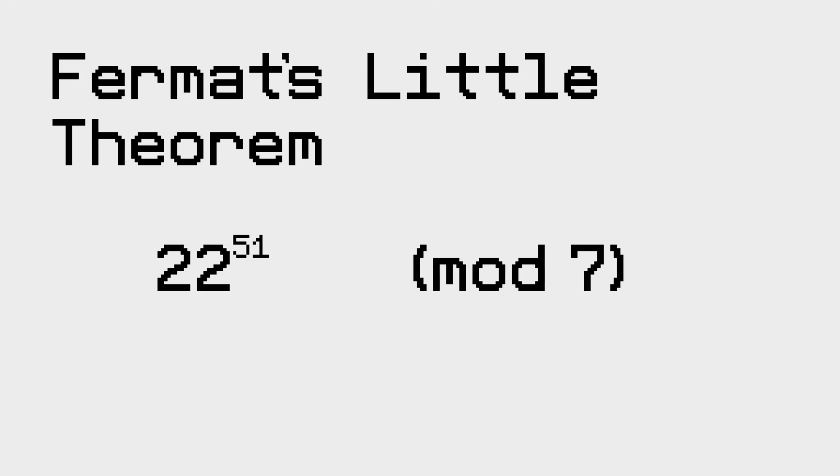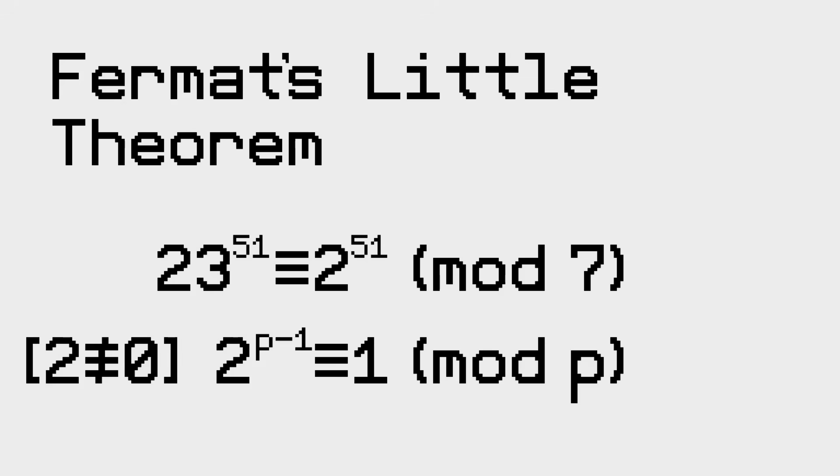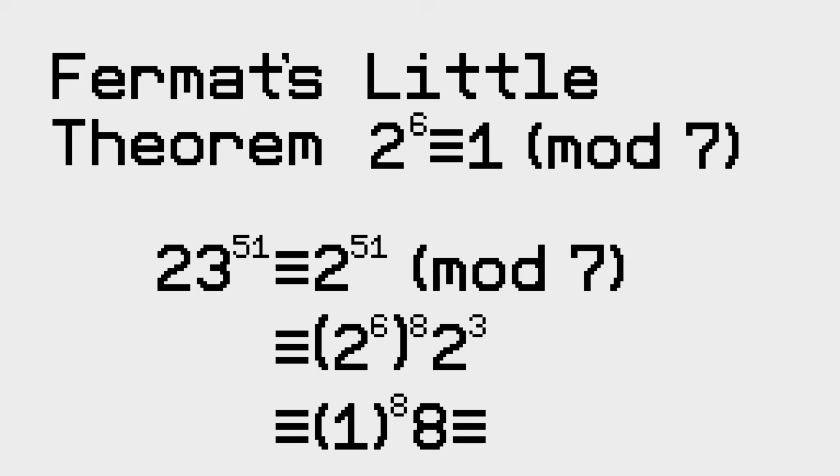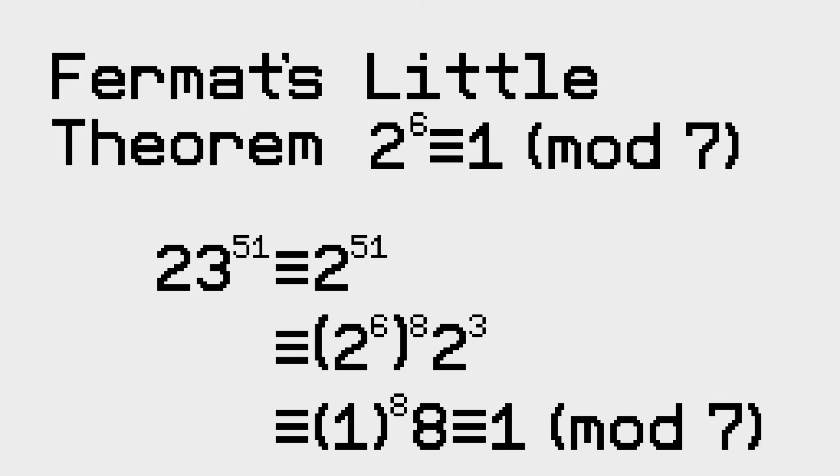Let's look back at the example of reducing 22 to the power of 51 mod 7, but let's replace the 22 with a 23. 23 reduces to 2, and the powers of 2 don't behave as nicely. If we use Fermat's little theorem, we can say that 2 to the power of 7 minus 1, which is 2 to the power of 6, is congruent to 1 mod 7. We can split 2 to the power of 51 as 2 to the power of 6, to the power of 8, times 2 to the power of 3. Since we know that 2 to the power of 6 is 1 mod 7, and 2 to the power of 3 is 8, this is congruent to 1 to the power of 8 times 8, which reduces to 1 mod 7.